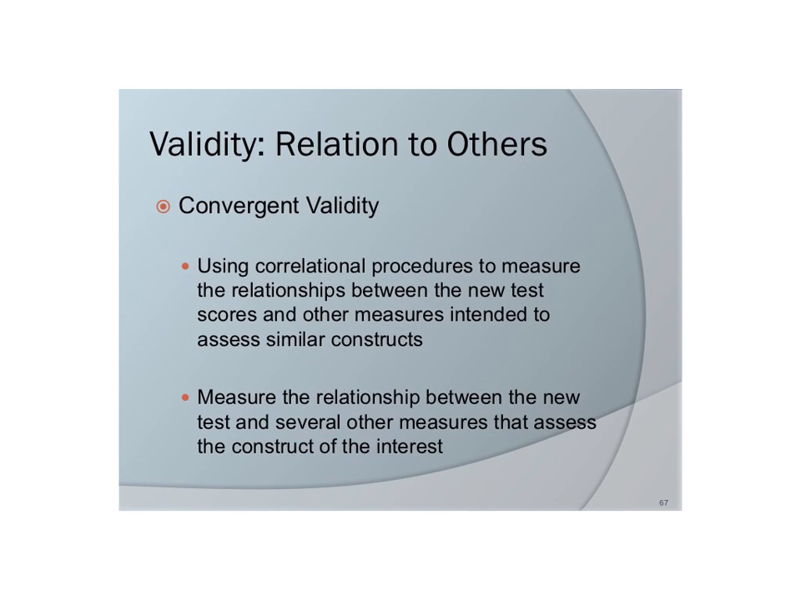In convergent validity, here we are using correlational procedures to measure relationships between a new test and score and how they measure similar constructs. I'm going to make a big deal of similar constructs. So you're not going to correlate with the exact same thing, because it wouldn't make tons of sense to have two tests measuring the exact same thing, but they might be measuring something very similar. Measure the relationship between the new test and several other measures that assess a construct of interest.